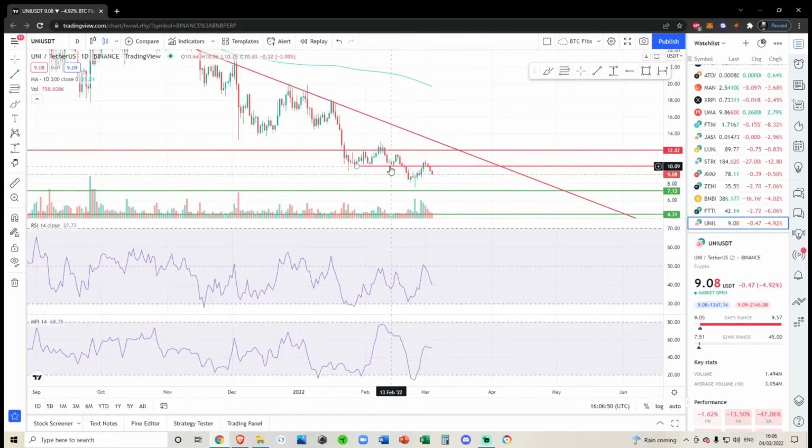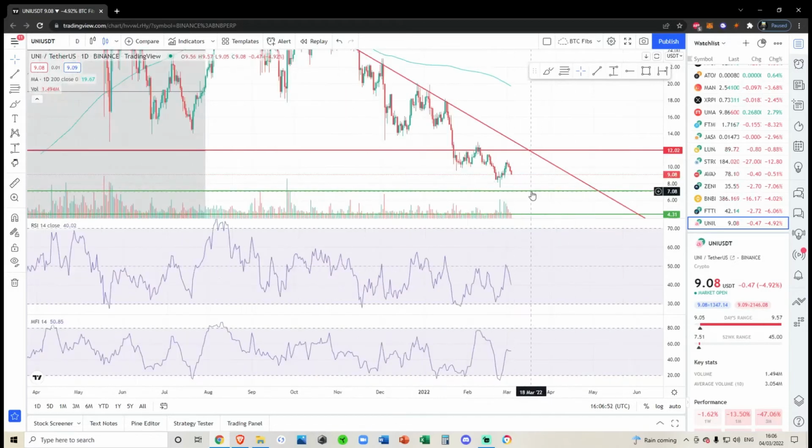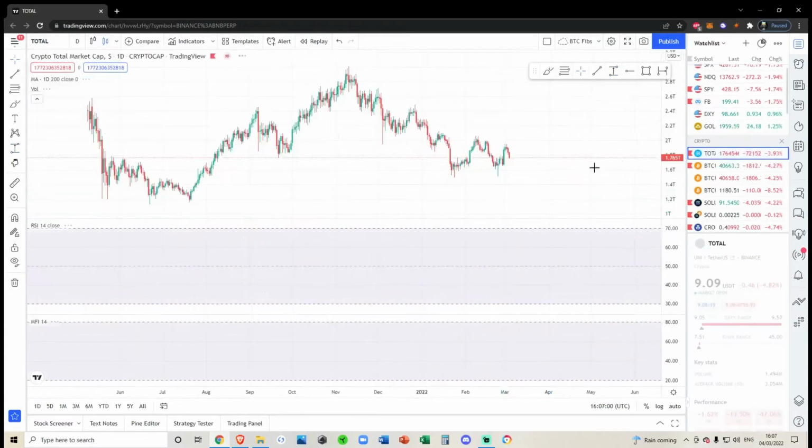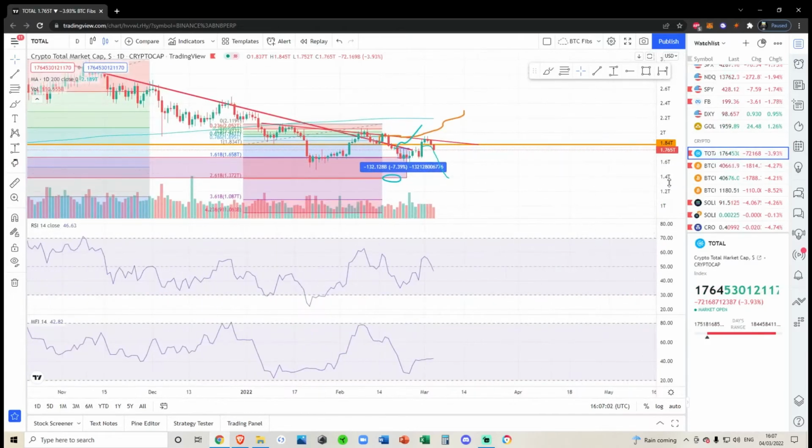If I had to make a bet on it, I would say that we would be coming down to 7 very soon, which is just over a 21% drop. So, this would be very likely considering the total crypto market cap is starting to dump.